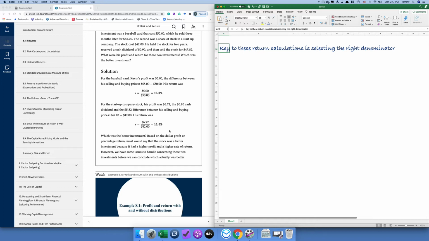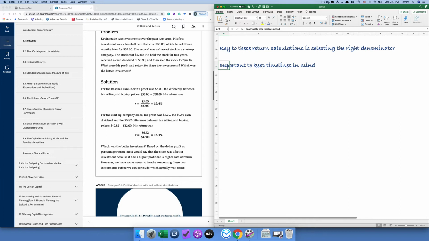But is that really a good comparison, right? So the thing is, the baseball card he sold 3 months later and made a $5 profit. The stock he held for 2 years, right? So it's important to keep the timelines in mind. Which was a better investment? Well, he turned around and made $5 in 3 months. Maybe that's a better investment.